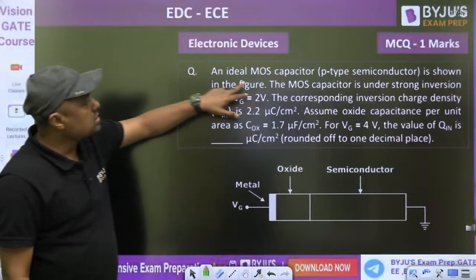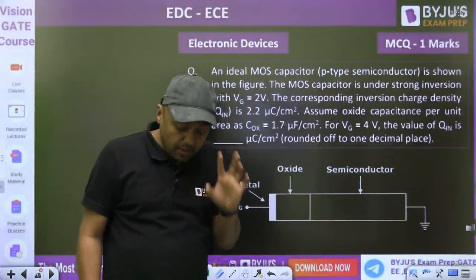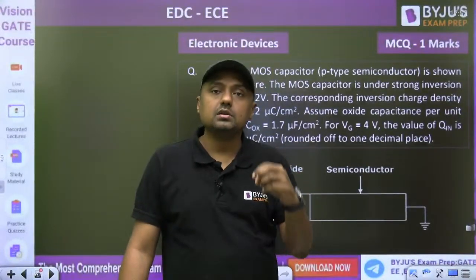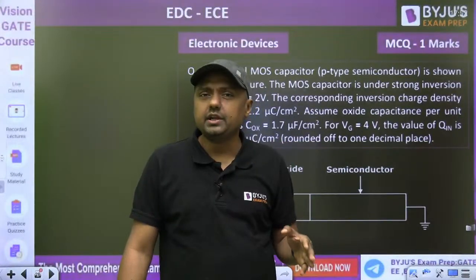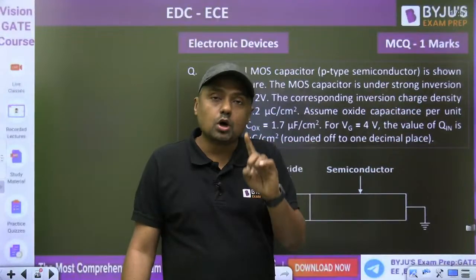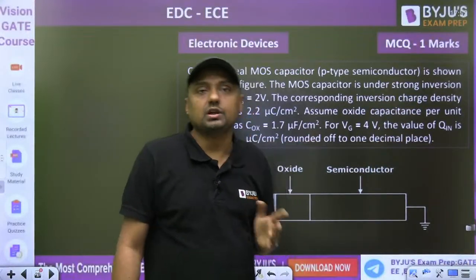An ideal MOS capacitor. Again on MOS. Remember, I have already given you the 6 topics: semiconductor physics, PN junction, and then BJT. So normally try to solve, we will get a question from BJT also. And then MOSFET, MOS capacitor, special diodes.